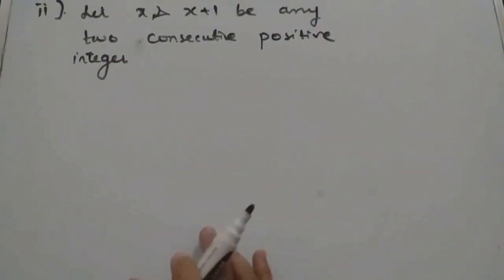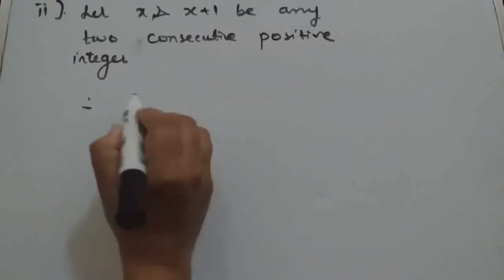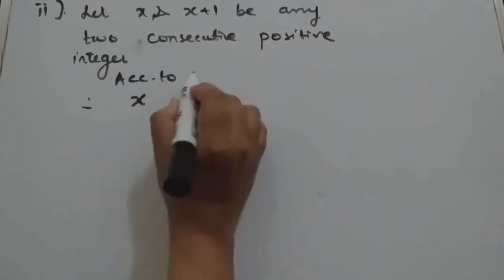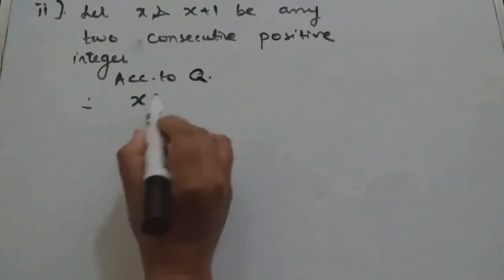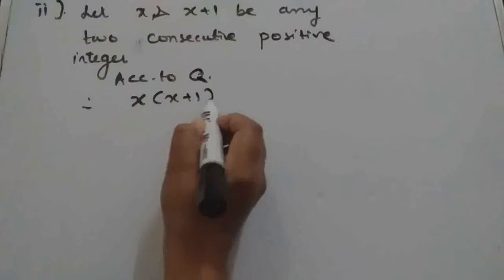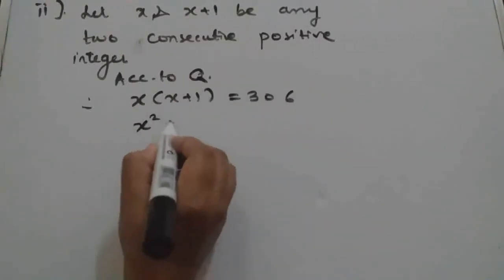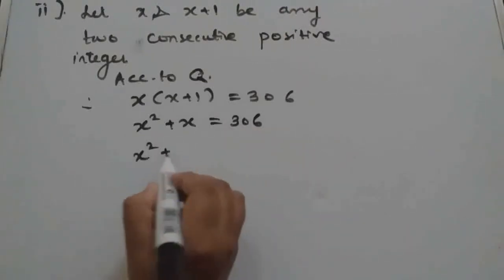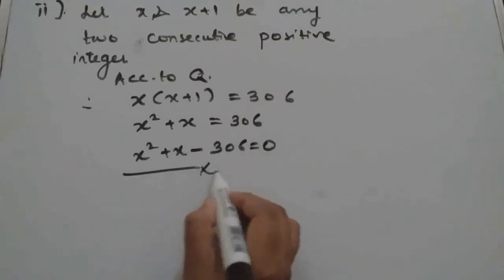Okay, consecutive positive integers. So the product is given as 306. Therefore, according to the question, product means x into x plus 1 is equal to 306. So x square plus x minus 306 equals 0.